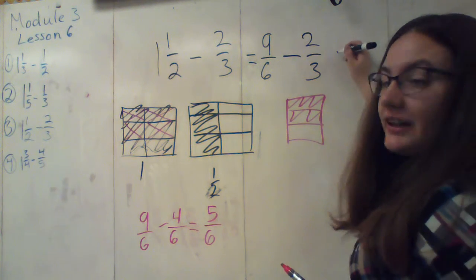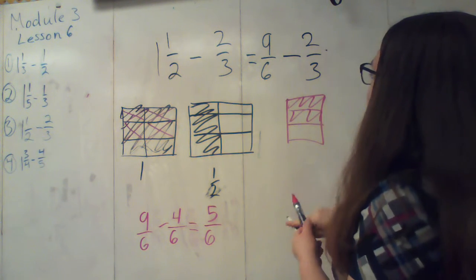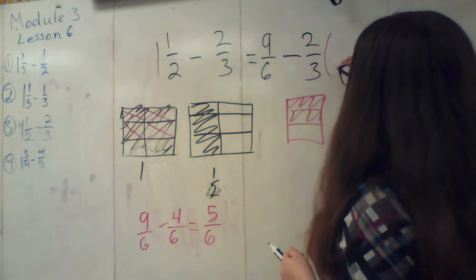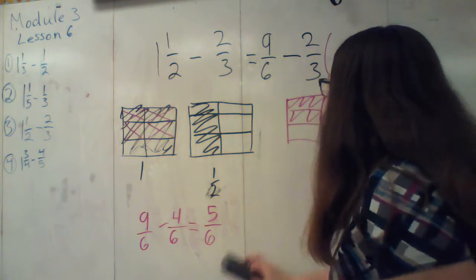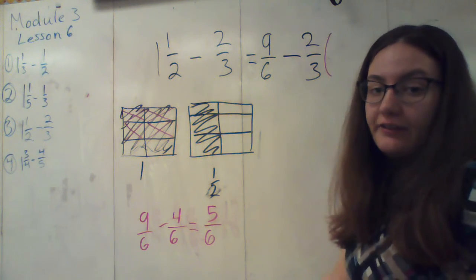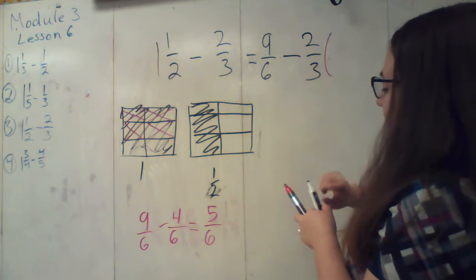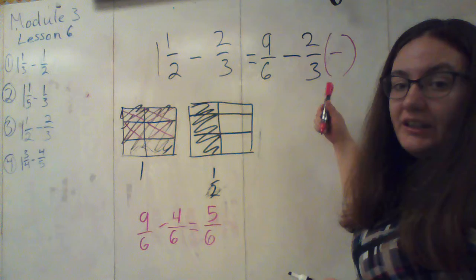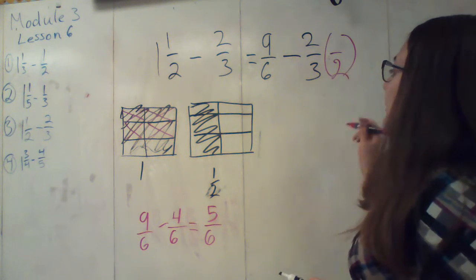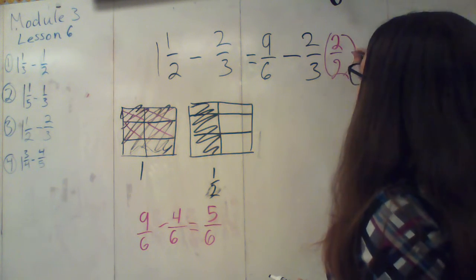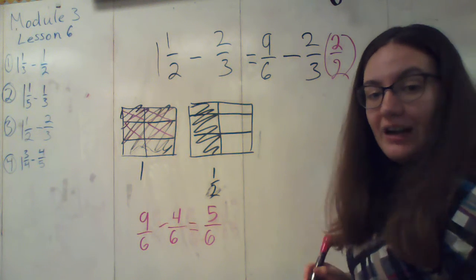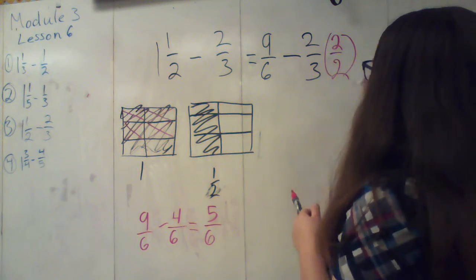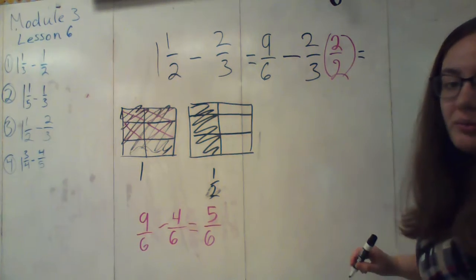To show you this numerically, what I'll do is I have to multiply 2/3 to make it an equivalent fraction. So 3 times what would equal 6? Well, 3 times 2 would equal 6, so I'm going to multiply both my numerator and my denominator by 2. And I'll write what my new problem is supposed to look like.